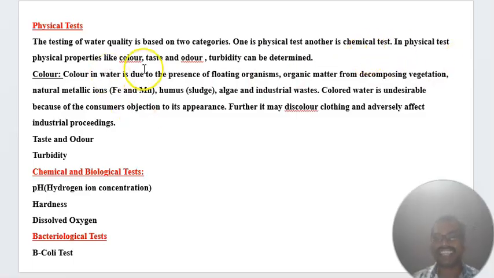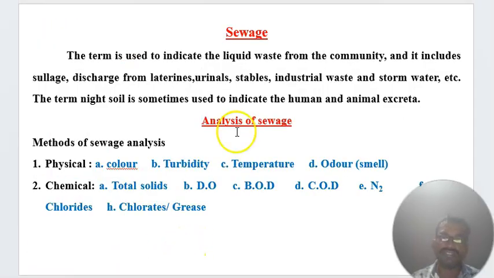And these physical tests, like we discussed in the previous slide, include color, taste, odor, and turbidity, and they can be determined. For the chemical tests, we mainly need to discuss pH, which is the hydrogen ion concentration, hardness, and dissolved oxygen. And especially the biological test, the bacteriological quality test, is very important for water analysis. Then we also need to understand what sewage is in this class.